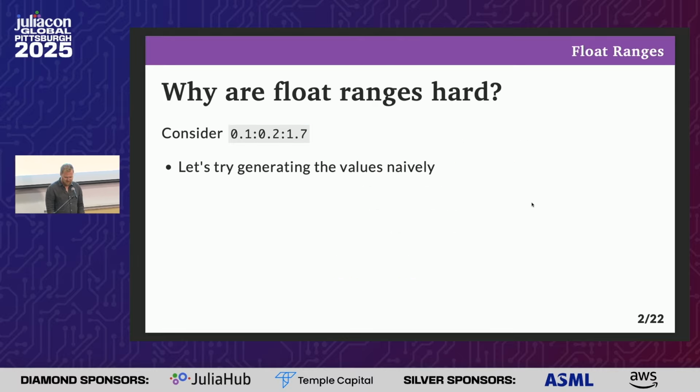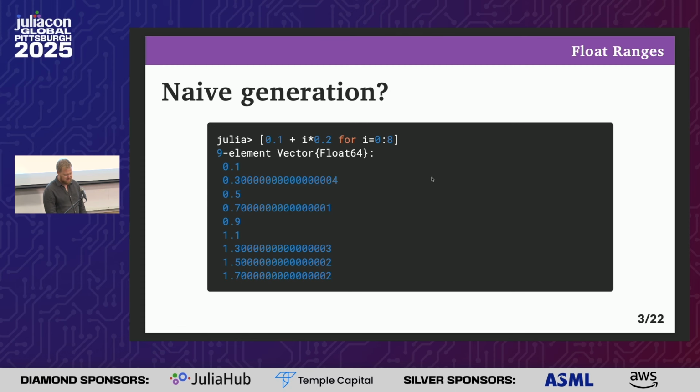So why are floating point ranges hard? Consider this innocuous looking range, 0.1 to 1.7 with a step of 0.2. Let's try to generate the values naively, the most obvious thing you would possibly do. So, you put your start, 0.1, plus integer multiple of the step and the correct length, which I just figured out by hand, and oh, oops, okay, we get very messy looking numbers. Those are not the values we actually wanted.